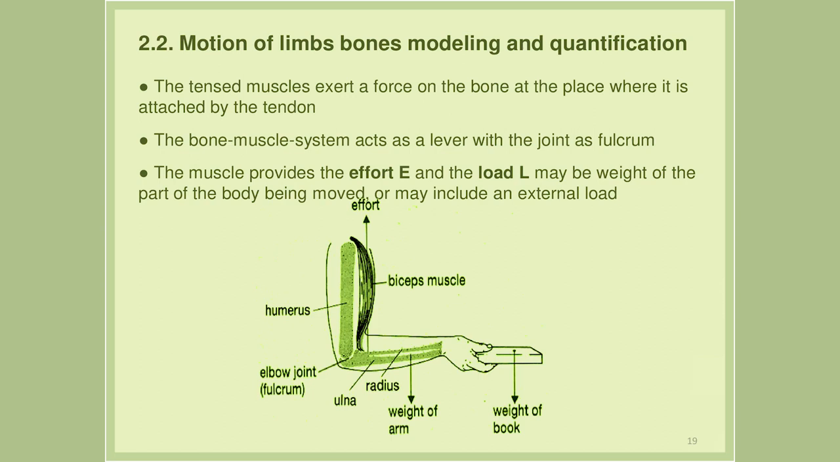One more example of the modeling and quantification of skeletal muscular structures: the motion of limbs and bones, modeling and quantification. The tensed muscle exerts a force on the bone at the place where it is attached by the tendon. The bone-muscle system acts as a lever with the joint as fulcrum. The muscle provides the effort, and the load may be the weight of the part of the body being moved or may include an external load.